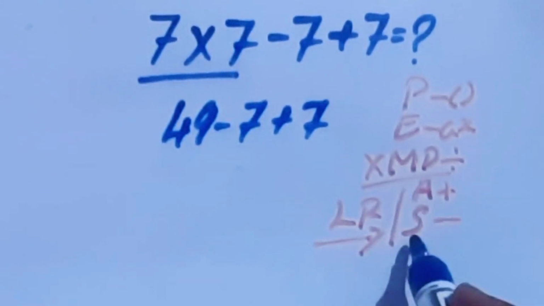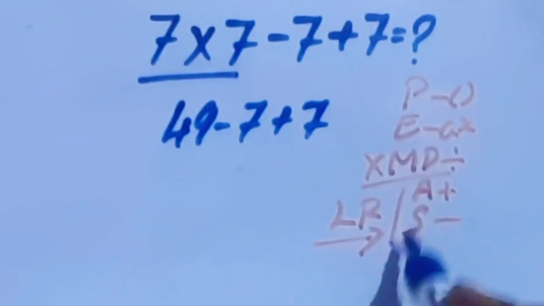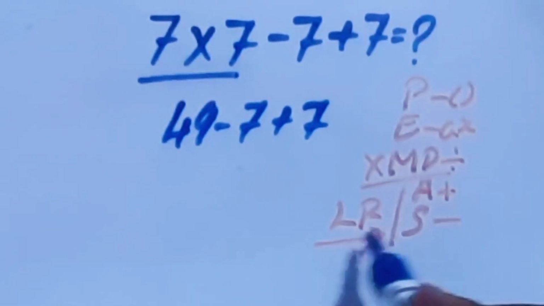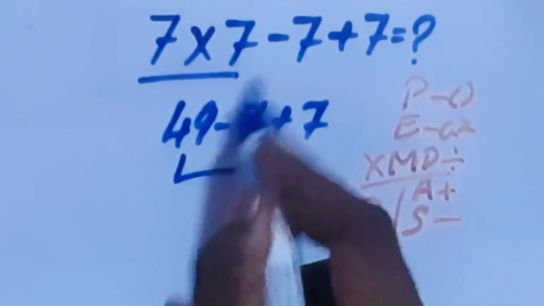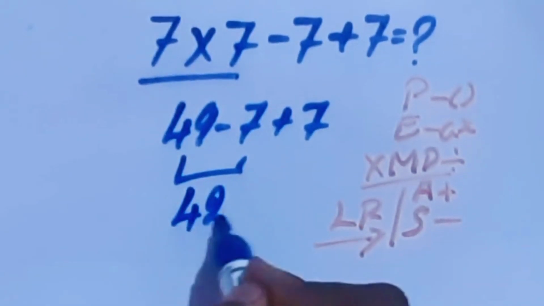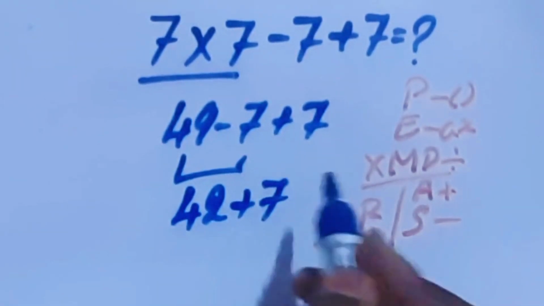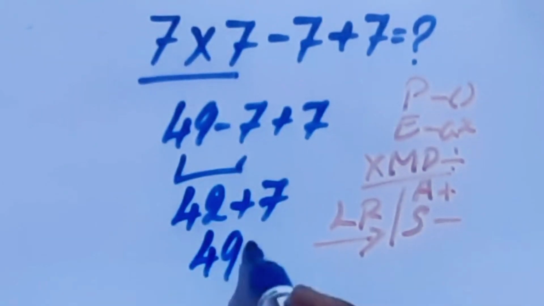The next priority is addition and subtraction. Here we have subtraction and addition both. Both are equal priority. For this equal priority we have introduced this left to right rule. Here left to right is this 49 minus this 7. Here 49 minus 7 is 42, plus this 7. Here 42 plus 7 is 49, which is the correct answer.